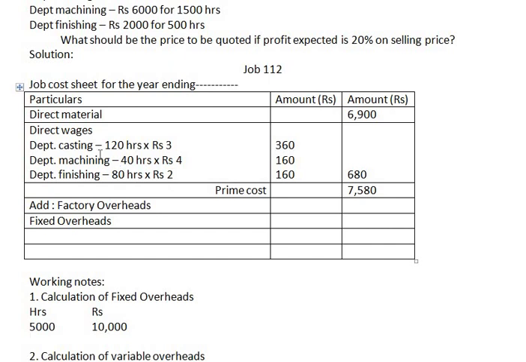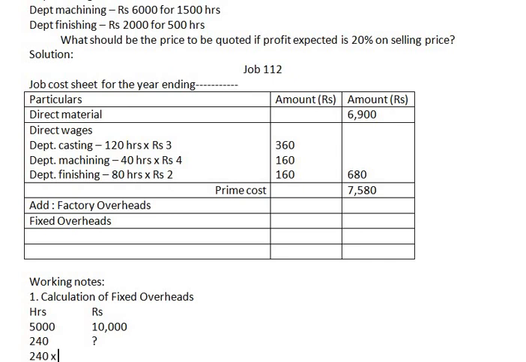120 hours for department casting, 40 hours for department machining, 80 hours for department finishing. 120 plus 40 plus 80 is 240. So laborers have worked for this particular job 240 hours. Now for 240 hours, how much is paid? Question mark.